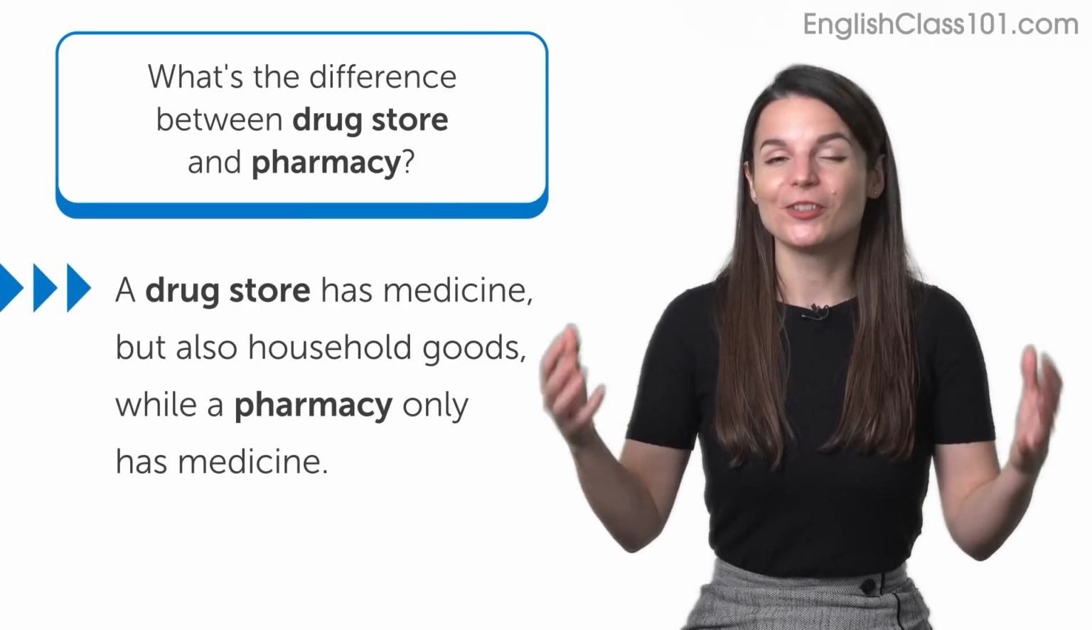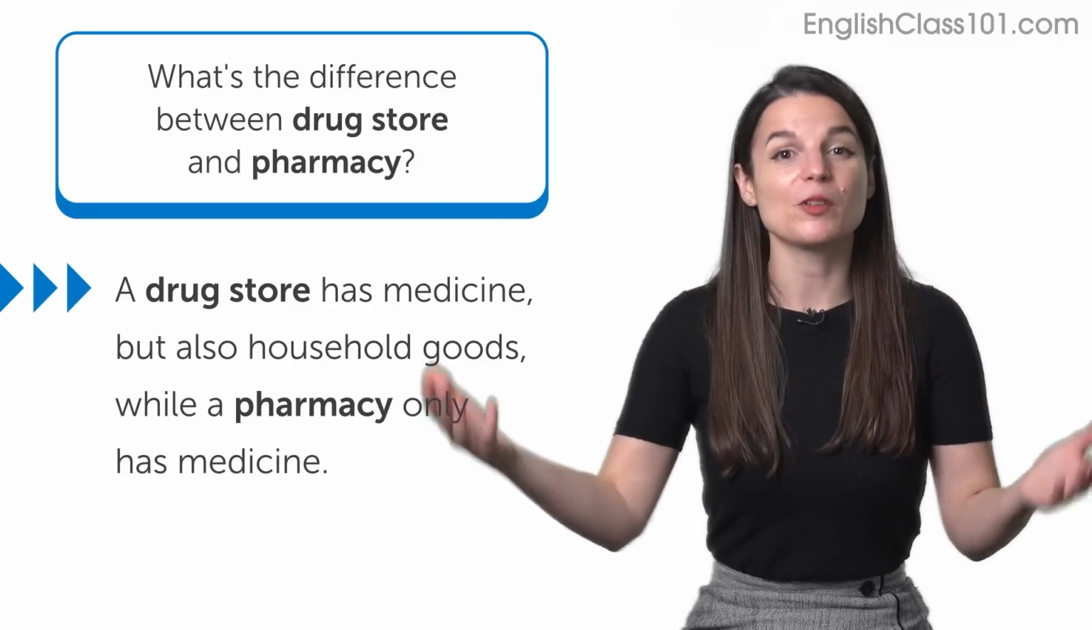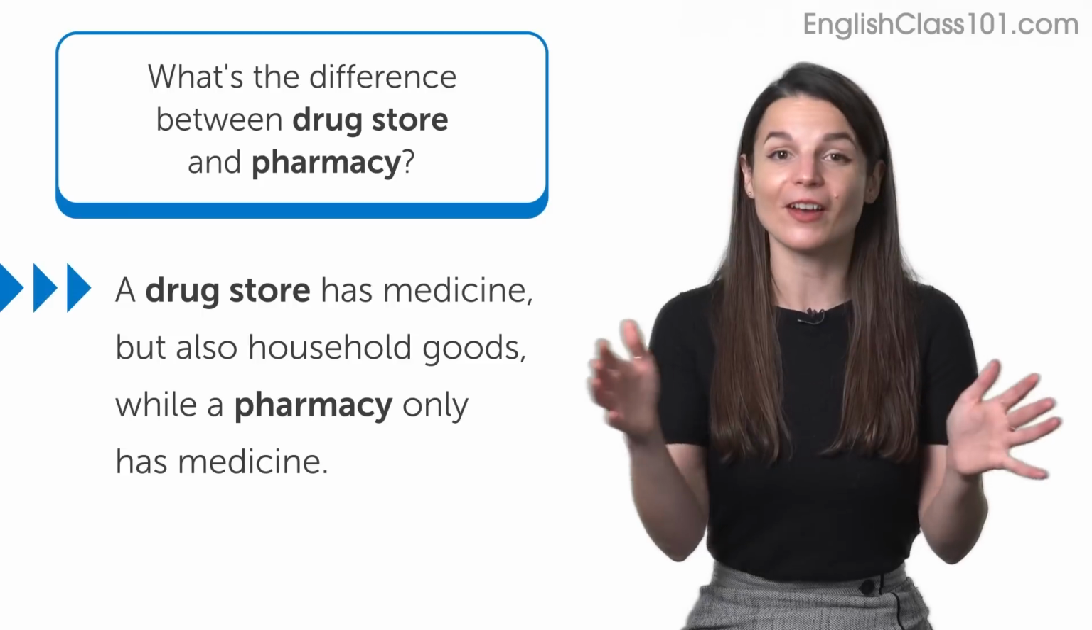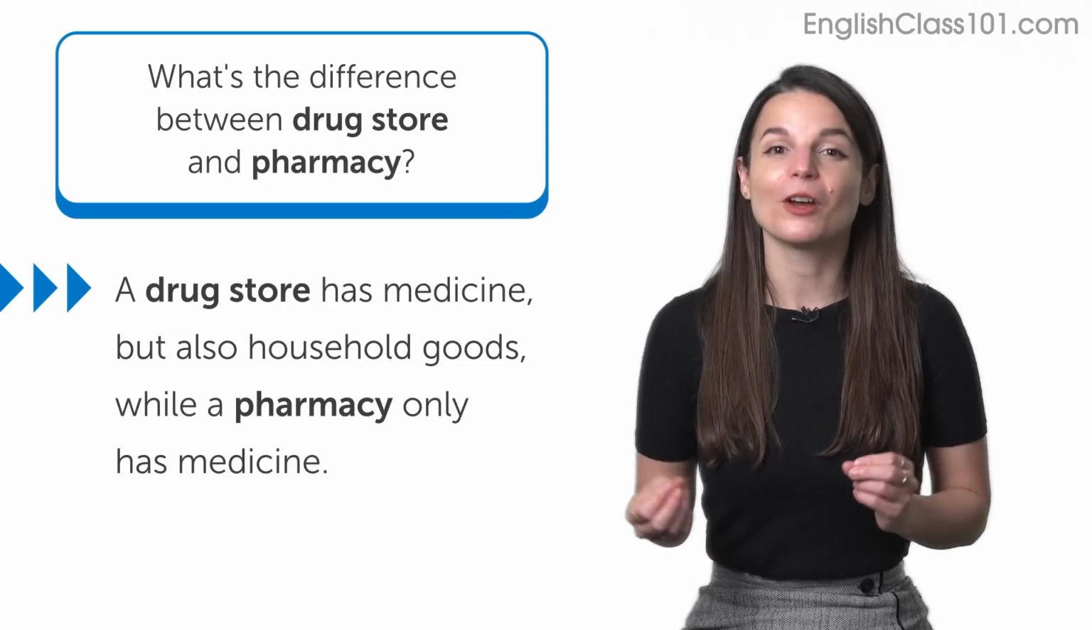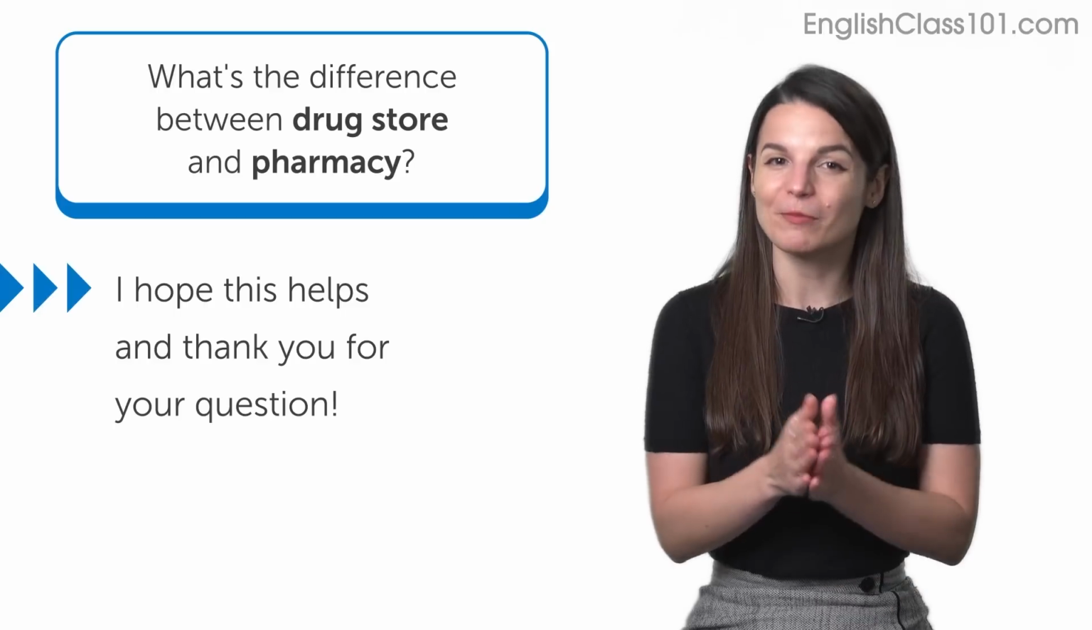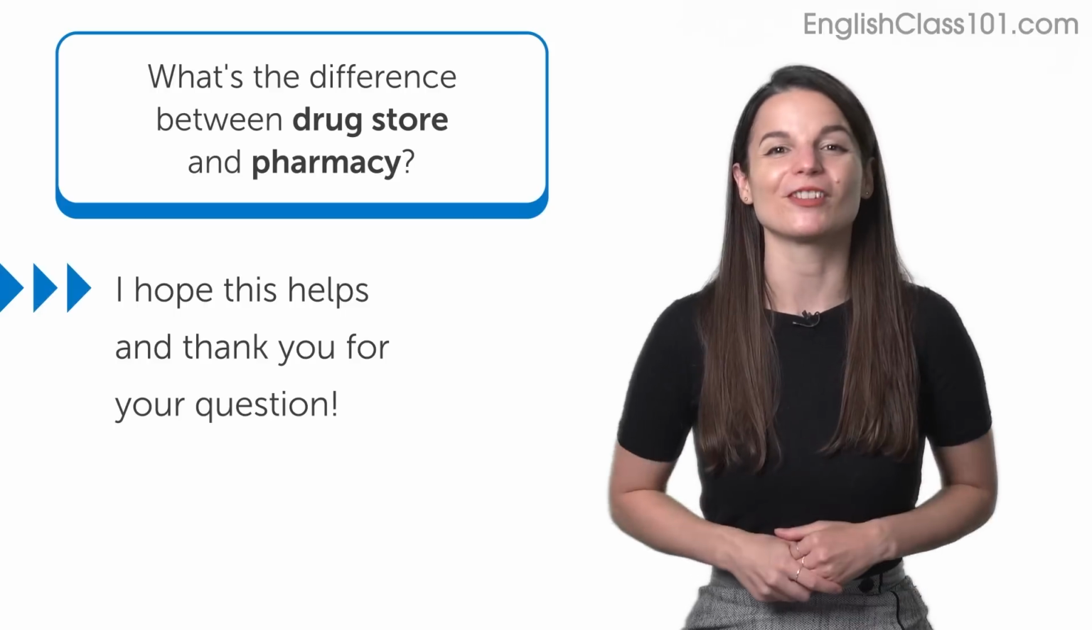So to recap, a drugstore is a more general store where you can go for medicine as well as lots of other everyday household and body care things. And a pharmacy is a place that you go to pick up medicine. So I hope this helps answer your question. Thanks very much for sending it along.